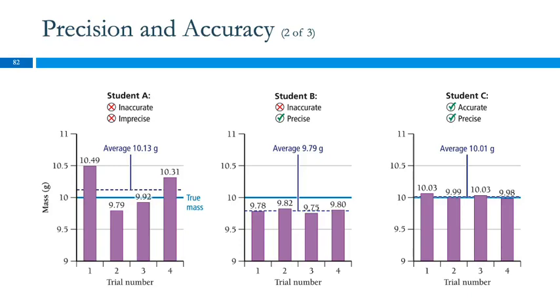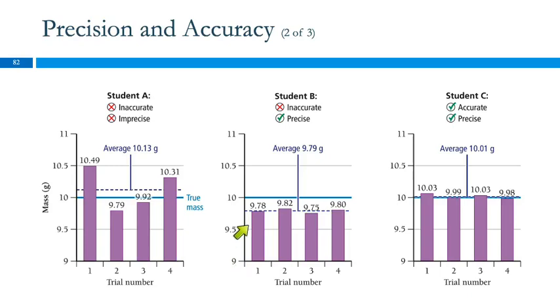So student A, there are the 4 measurements, and this one was really high, and that one's really low, and it's just all over the place. And there's a lot of variation in the size of the measurement. That means these measurements are not precise. They're scattered all over the place. To measure the accuracy, we're going to take the average of all the measurements and see how close it is. So here, the average is 10.13. The true value is 10.00. The uncertainty should be in that second decimal place. So 10.13, not good. So not precise, not accurate.